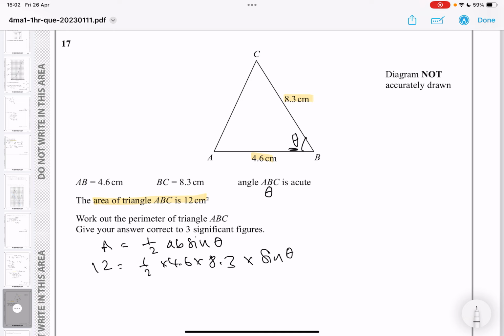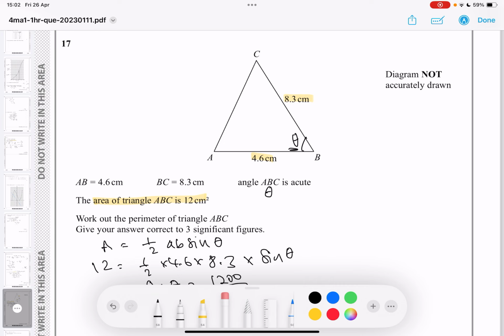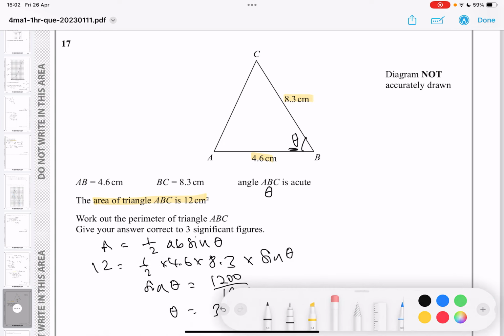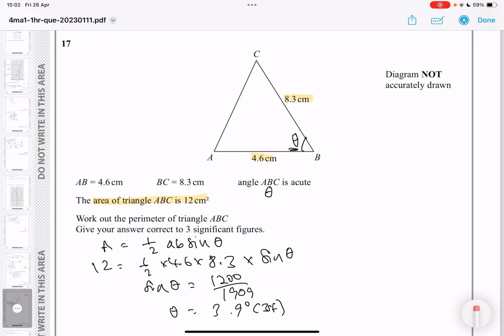So if we solve that, sine theta should equal 1200 divided by 1909, and theta is just going to be sine inverse of that, which is 38.9 degrees to 3 significant figures. It's not very neat. Okay, 38.9 degrees. So now that we've worked this out, we can easily work out AC.